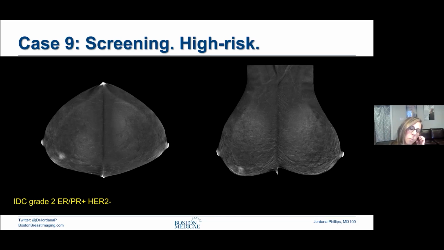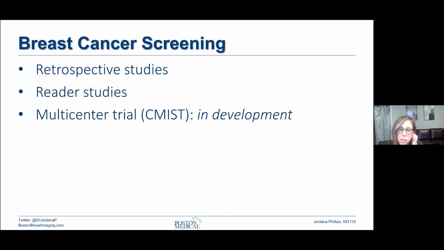So the problem is that the data is not yet there where we can do contrast mammo for screening. Certainly it has not been FDA approved for this indication. So let's talk about the data. We have retrospective studies, reader studies, and then there's CMIS, which is really, really excellent. CMIS is happening now, but there are some retrospective and reader studies that are out.